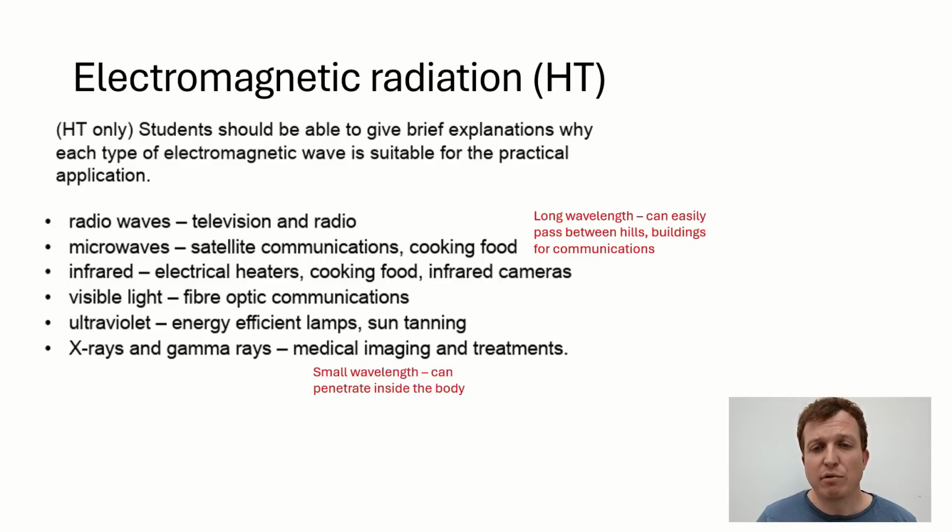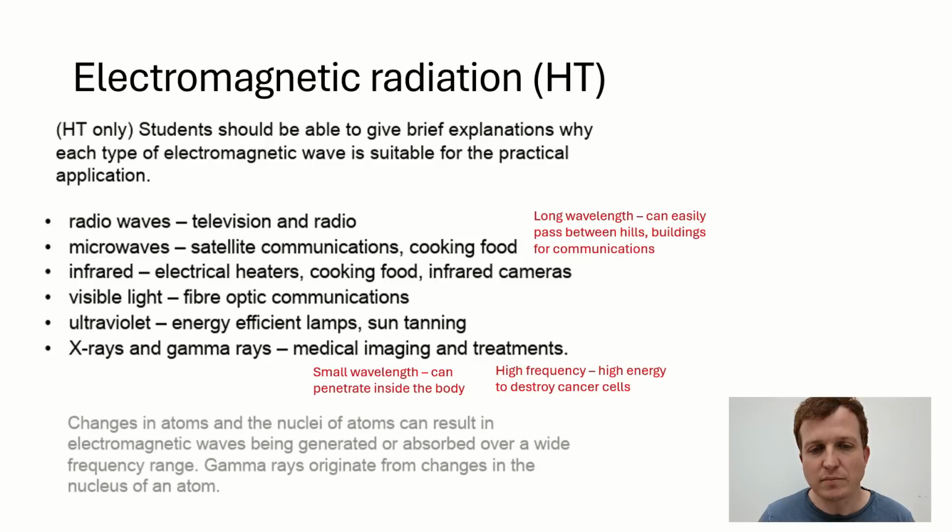X-rays and gamma rays have a really small wavelength, which is really important. The reason they are used for medical imaging is because they can penetrate inside the body, although X-rays don't penetrate through bone, which is really important. Gamma rays are also used to treat cancer because they have a high frequency. High frequency means high energy, so they have enough ionizing energy to destroy cancer cells, which is what that use is.